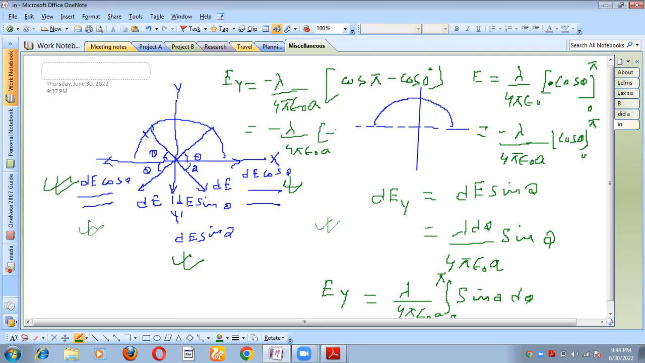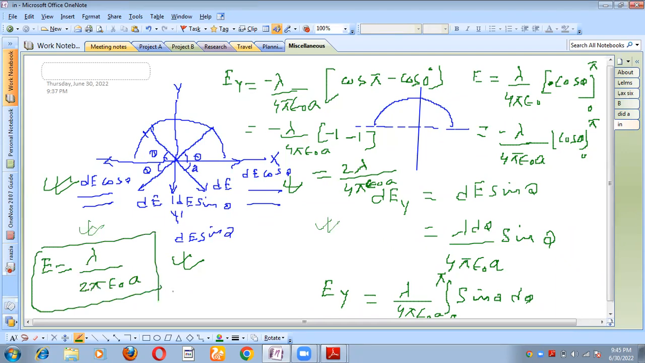And what is the value of cos 0? 1. Cos 0 is 1. So it will come as minus minus plus. It will come 2 lambda upon 4 pi epsilon naught a. So what is the value of electric field we got? E is equal to, 2 and 4 will cancel out, we will get lambda by 2 pi epsilon naught a.